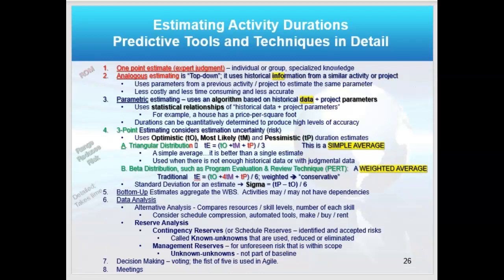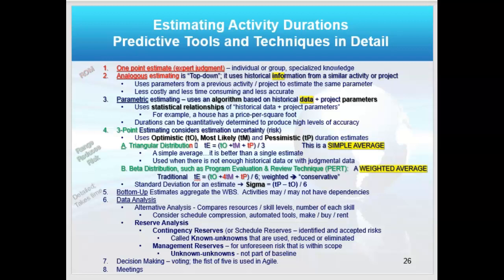I can do one-point estimating, which is some subject matter expert said. That's a one-point or expert judgment estimate. I can do analogous estimating, which is using historical information from a similar or like activity to get a quick estimate. I can use parametric estimating, which is using historical data, not just historical information like analogous, but historical data and project parameters. It's frankly a statistical relationship, like price per square foot.